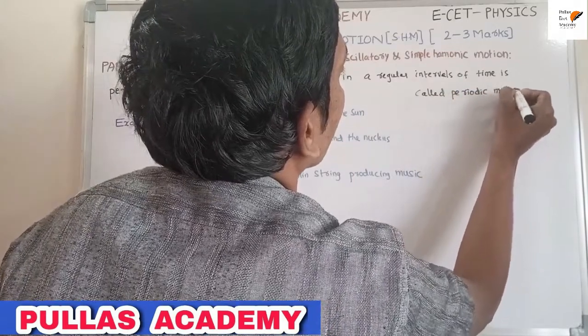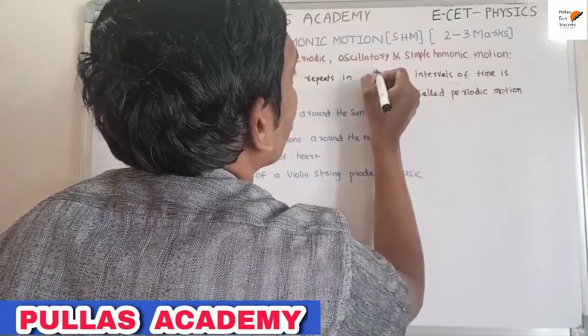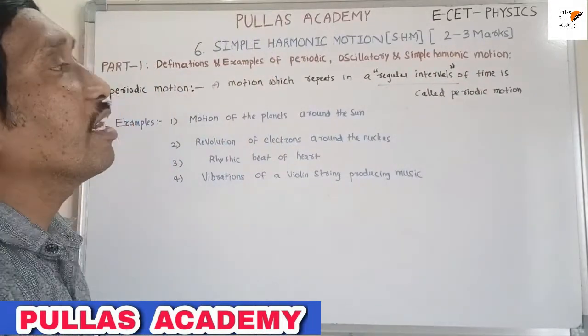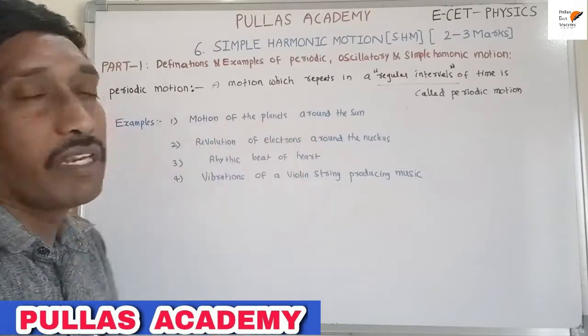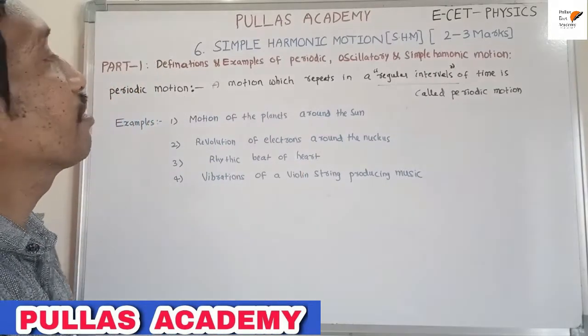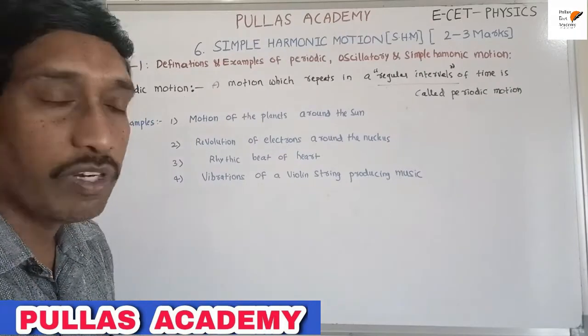Just here in the definition, the important word is regular intervals of time. So regular intervals of time means in equal intervals of time. Okay, now this is what is called periodic motion. Right, I think you understood what periodic motion is. So from these examples you can very easily understand what periodic motion is.